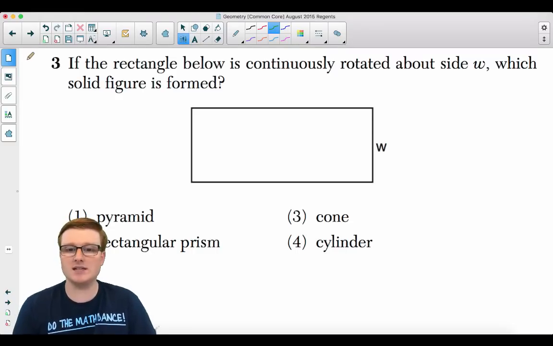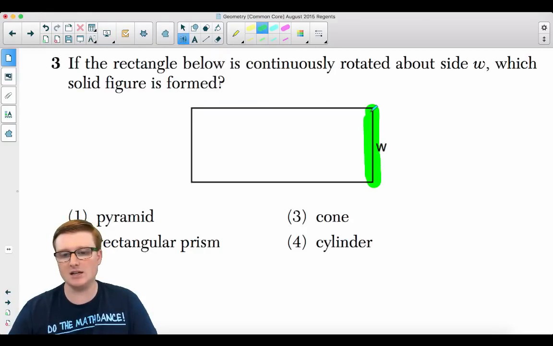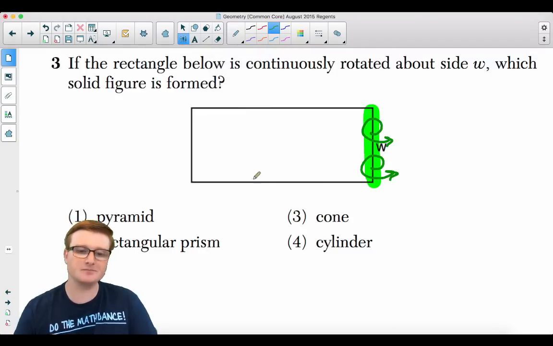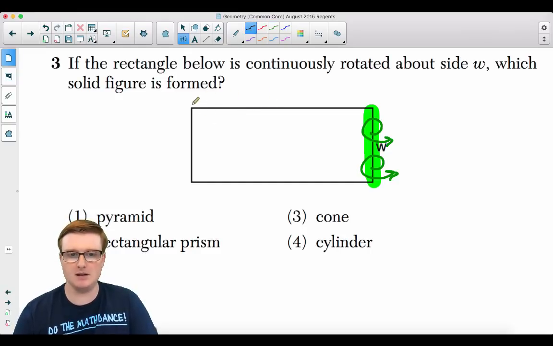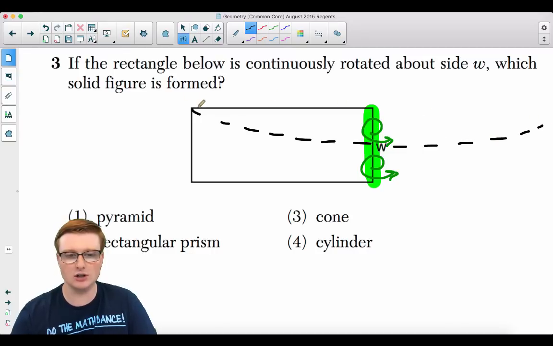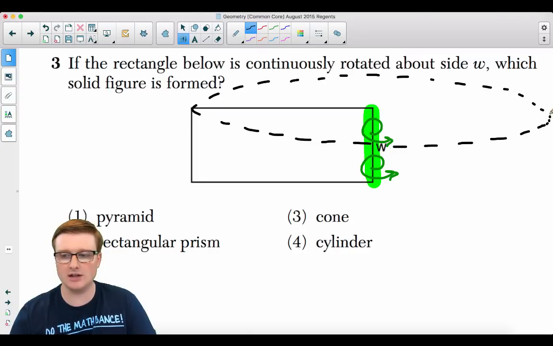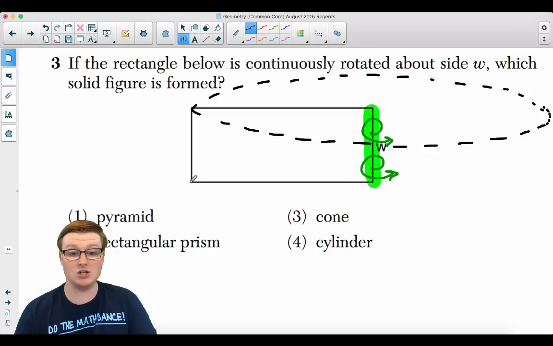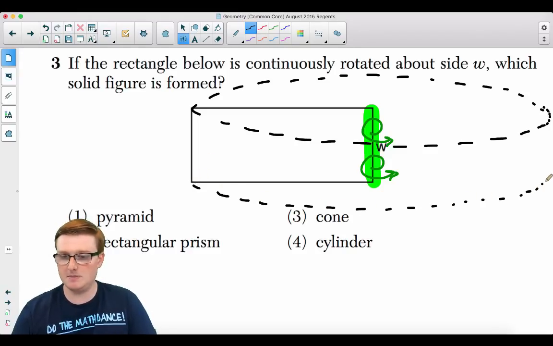If the rectangle below is continuously rotated about side W, which solid figure is formed? So I'm going to take my highlighter and say, all right, I'm rotating around side W. So it's spinning around like this. What is this going to create when you spin it? Now, I'm going to sketch to the very best of my ability. I'm not an artist, but when you rotate things, you are rotating in a circular manner. So I'm going to create a circular-ish type of rotation about side W.